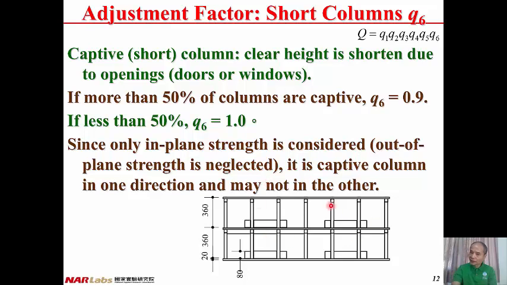Take this elevation view as an example. Along the corridor, this column is captive. But transverse to the corridor, this column may not be captive.